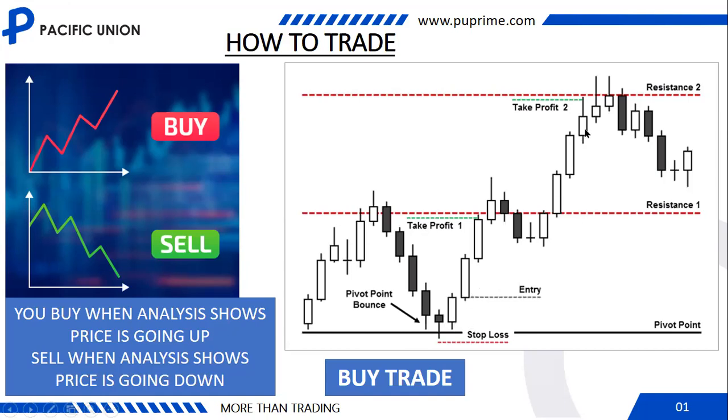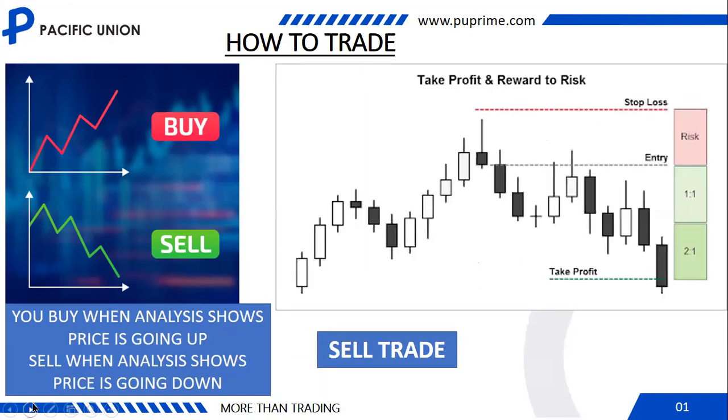And if you are selling, like what we have here, you should know that at your entry, you are anticipating that the price at which the market is at the moment is going to go down, which means that the price is going to be cheap.